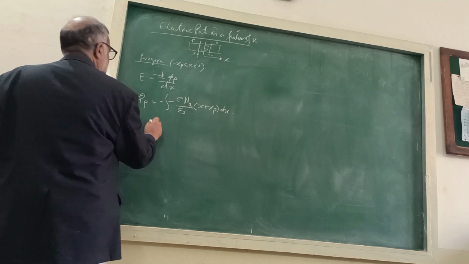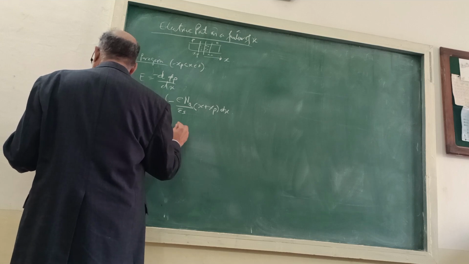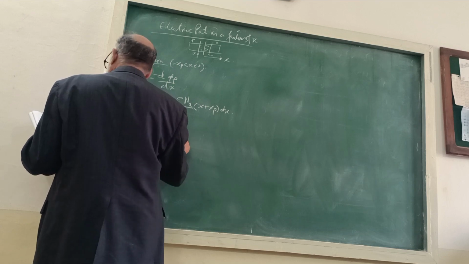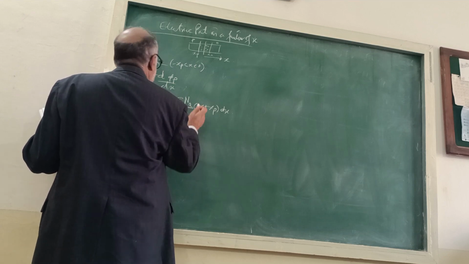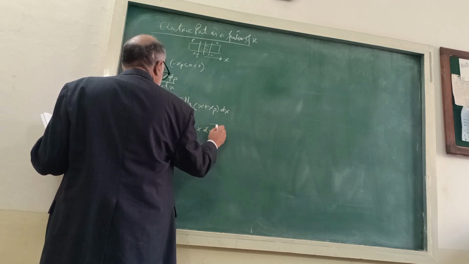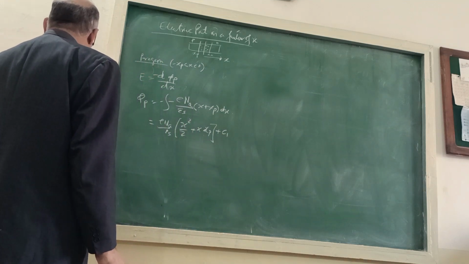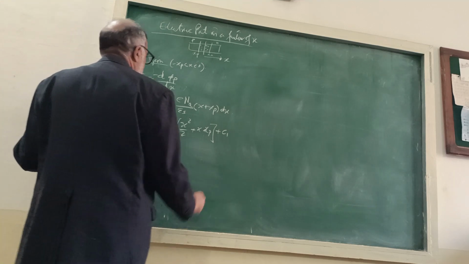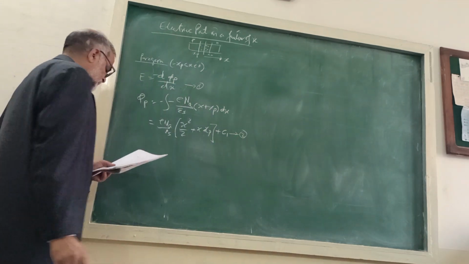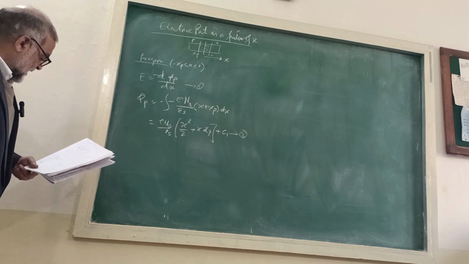So that is equal to q NA by epsilon s, and x squared divided by 2 plus x xp, plus some constant of integration, which I call C1.